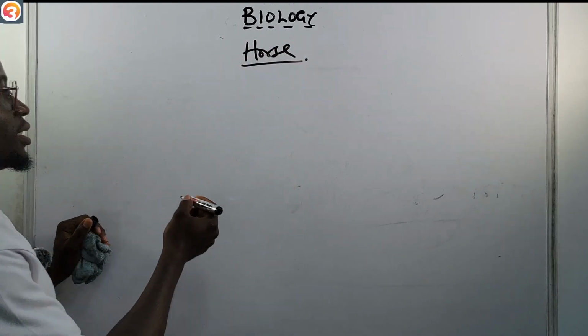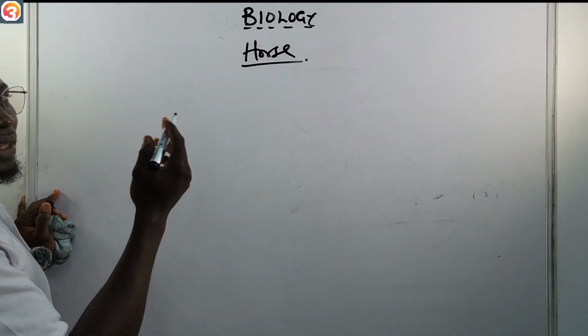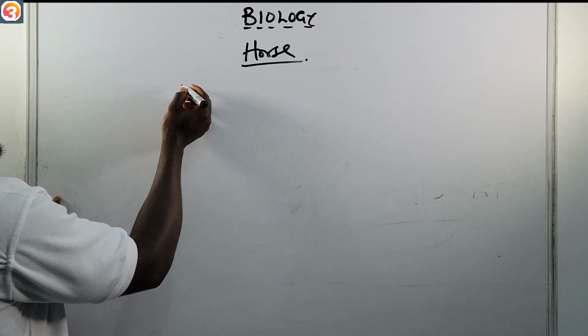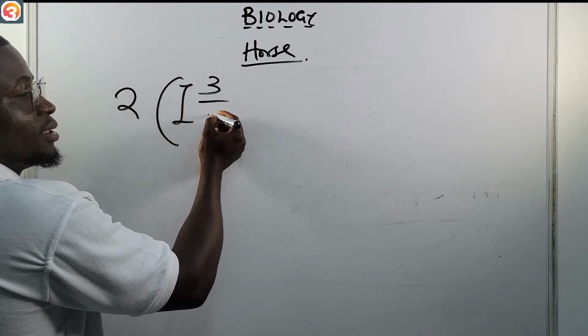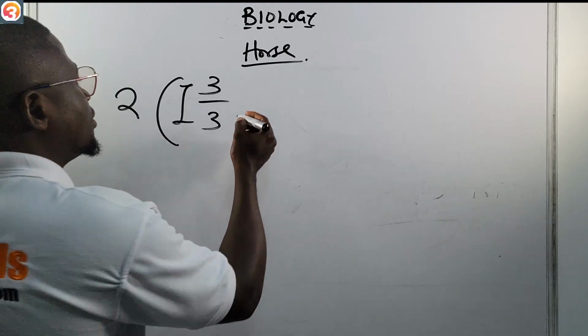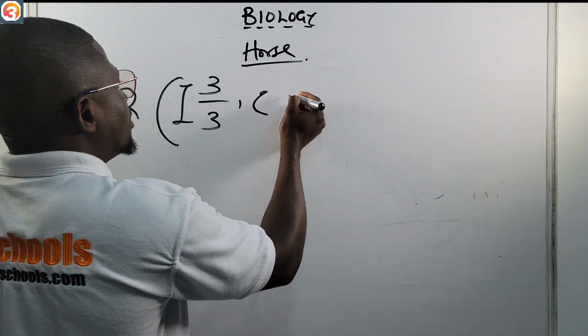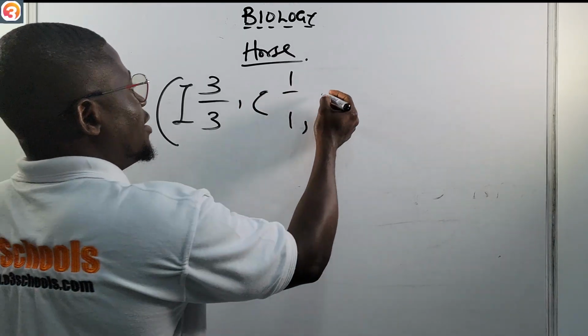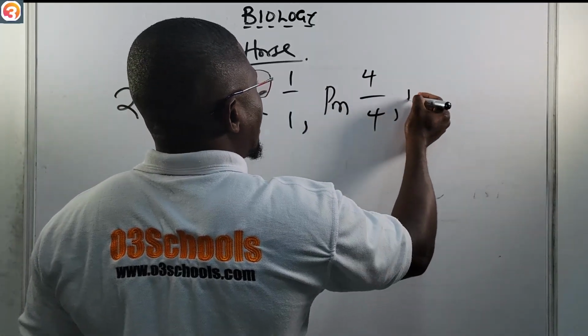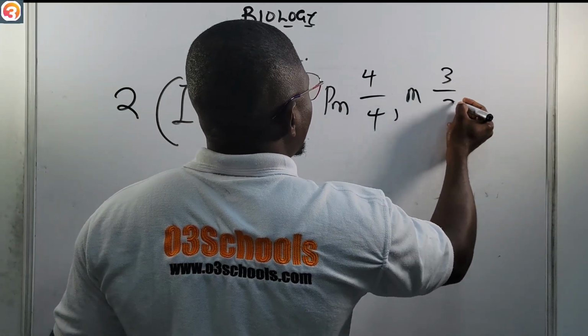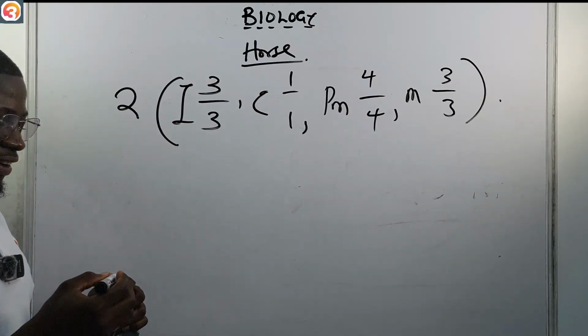For the horse, it is 3143 over 3143. So that means I'm going to have 2 times, for incisors, 3 over 3. Then your canine, 1 over 1. Then your premolars, 4 over 4. Then you have a molar, 3 over 3. So this is the dental formula for a horse.